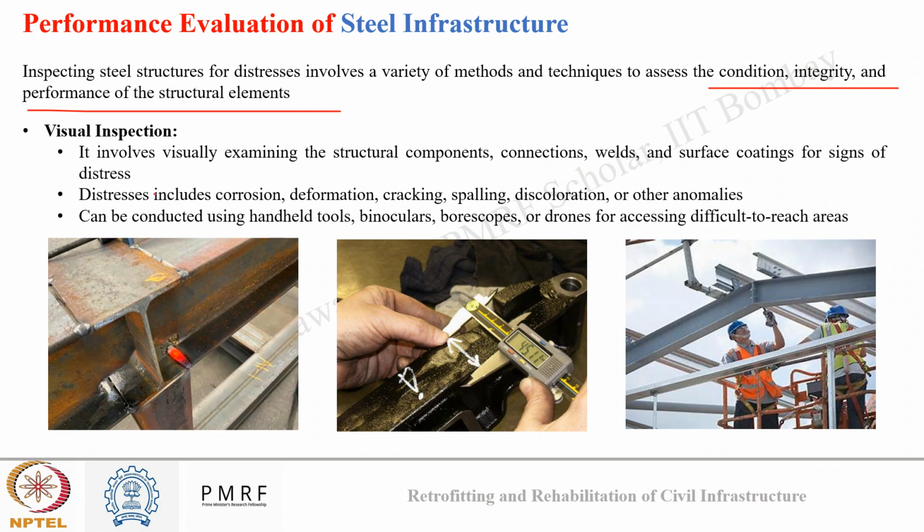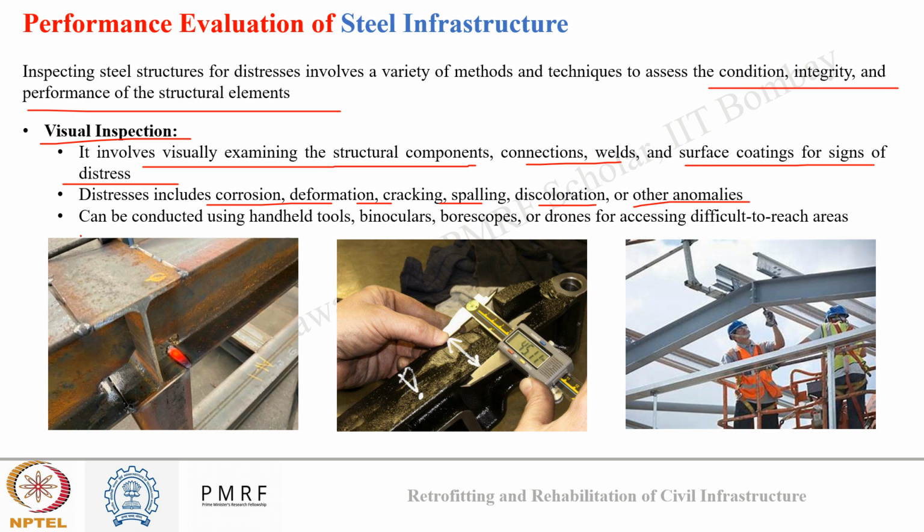In performance evaluation, we can have several categories. The first and the simplest way to inspect is the visual inspection that we have often discussed during this course. It involves visual examination of structural components, connections, welds, and surface coating for signs of distresses. These signs of distresses include corrosion, deformation, cracking, swelling, discoloration, and any other anomalies. As we saw in the last slide also, where just through visual inspection we reported what can be the reason behind the distress.